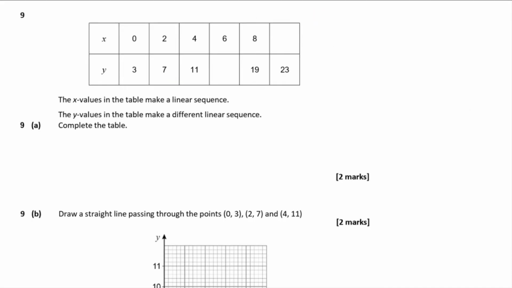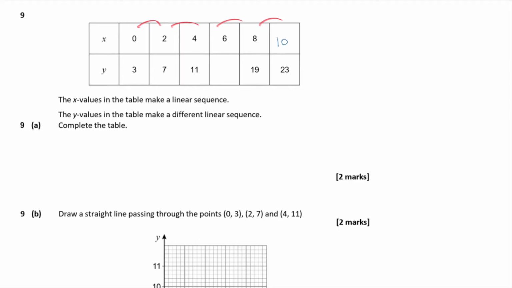Okay. Question 9. The x values in the table make a linear sequence. The y values in the table make a different linear sequence. Complete the table. Okay. So you can see with the x values, they are going up in twos. Plus 2, plus 2, plus 2, plus 2. So the next one is going to be 2 more than 8 then. That's going to be 10.